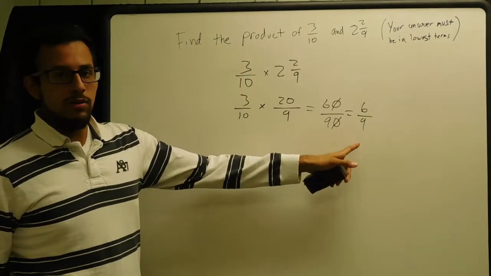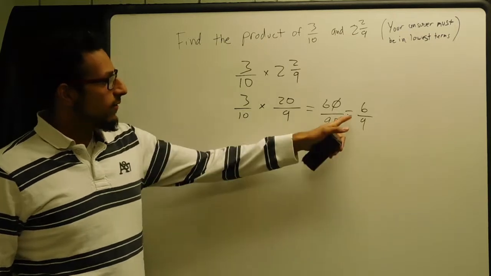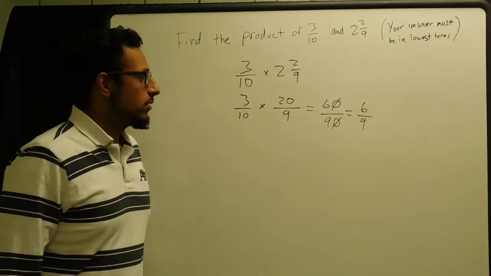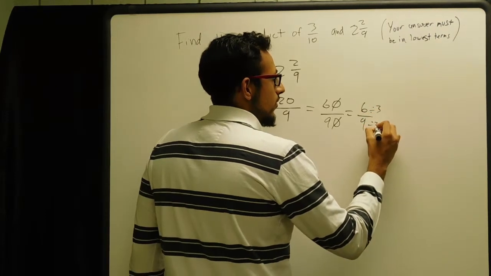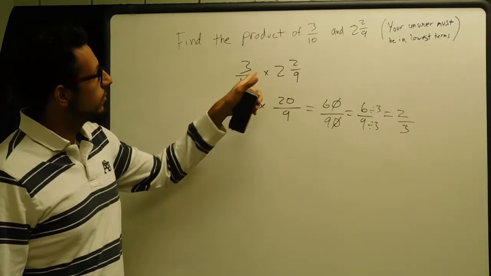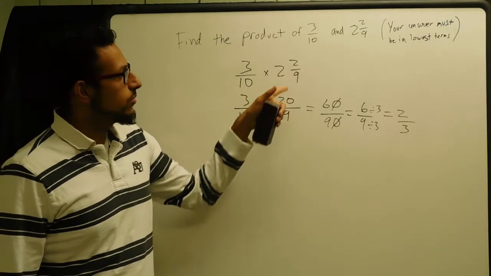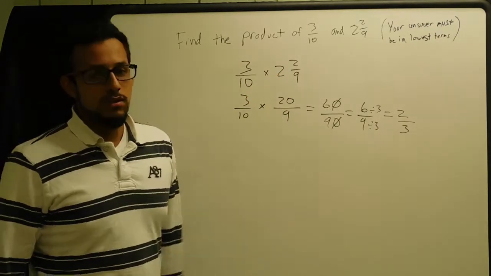So that's still not in lowest terms. So we've got to find a factor that they both have in common, which is 3. So we're going to divide this by 3 and this by 3. The product of 3/10 and 2 and 2/9 in lowest terms is 2/3.